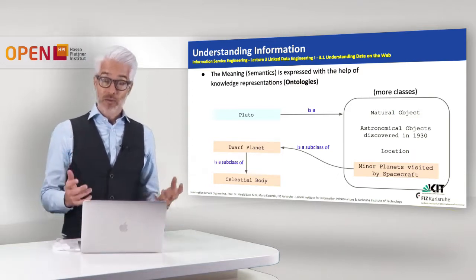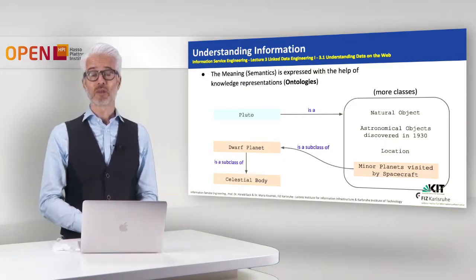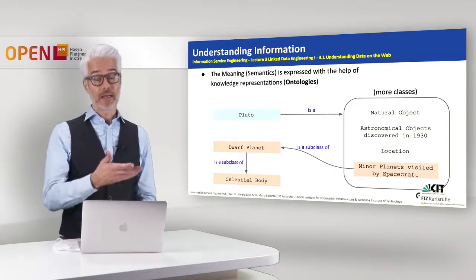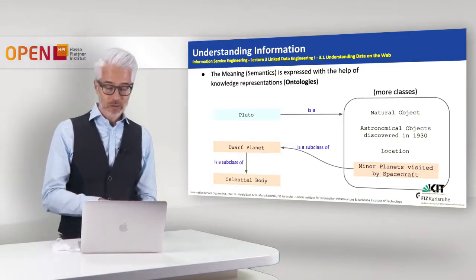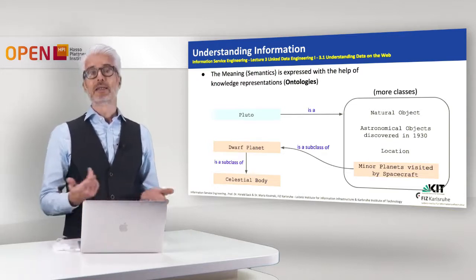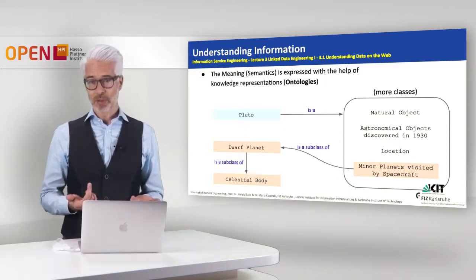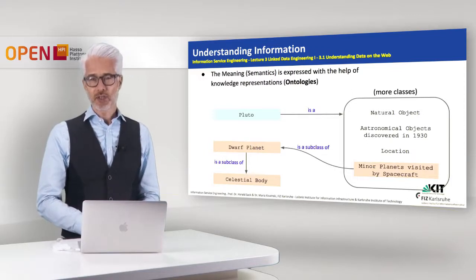Okay, how to express and how to represent that kind of meaning, that semantics. Usually you do this with the help of ontologies, and ontologies consist of classes, entities which are individuals, and relations and stuff like that. We will focus on that and go deeper into that later on. We see there Pluto belongs to several classes. First of all, it's a natural object. It's in the class of astronomical objects which have been discovered in 1930. More or less, Pluto also is some kind of a location, and also it belongs to the class of minor planets visited by a spacecraft.